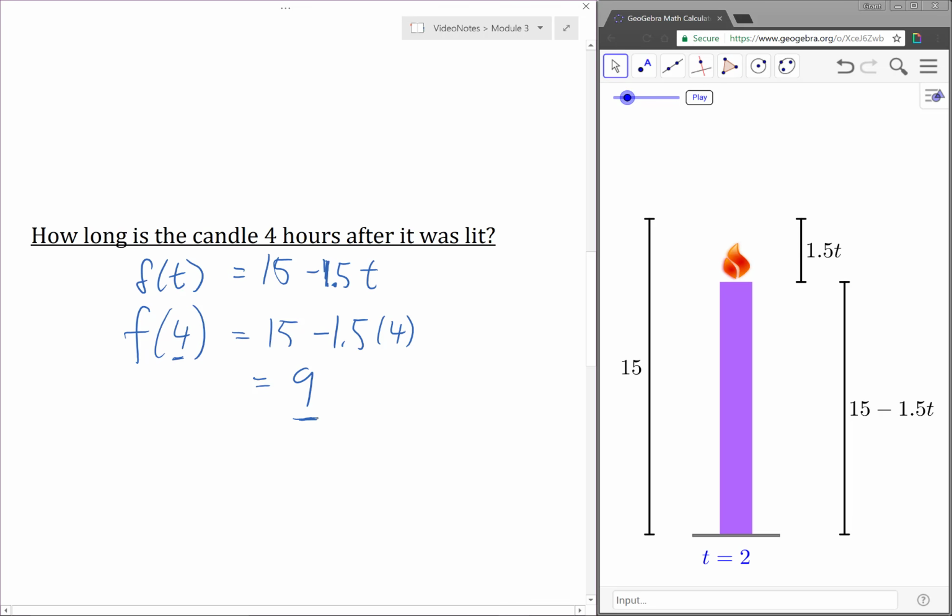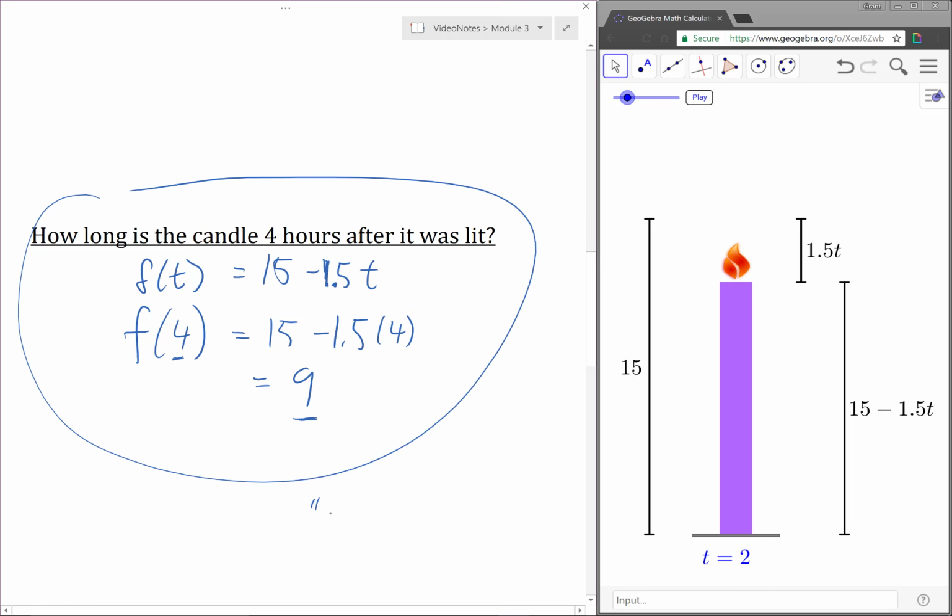We call this process of determining an output value given an input value, evaluating the function. So this whole process right here, we might refer to as evaluating. Determining an output value given an input value.